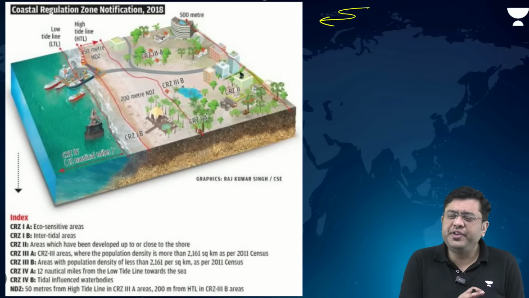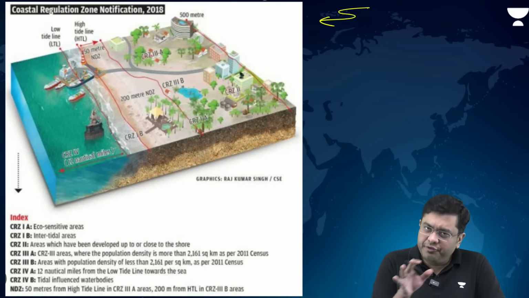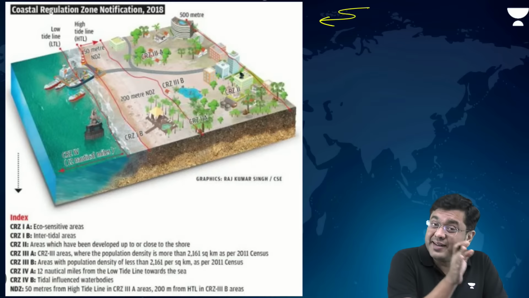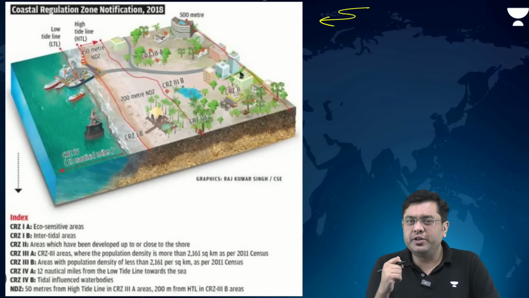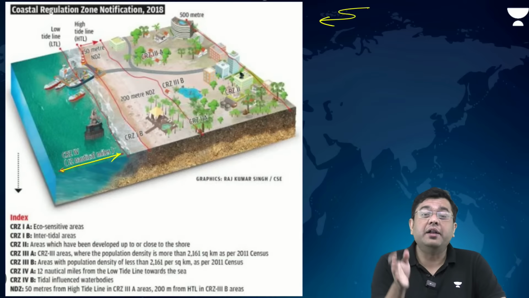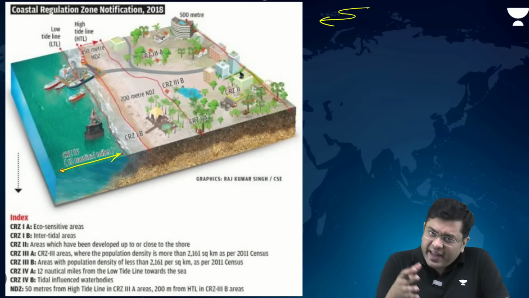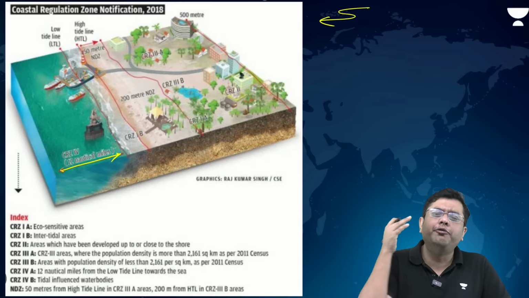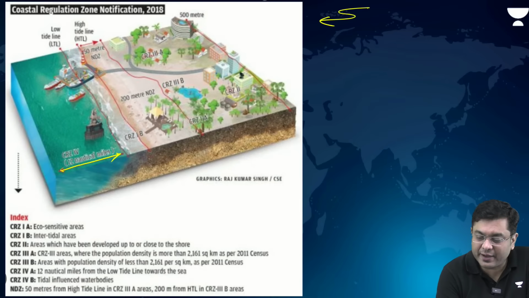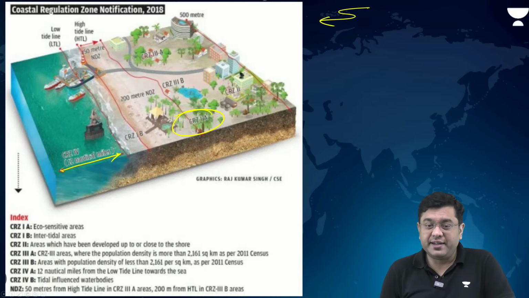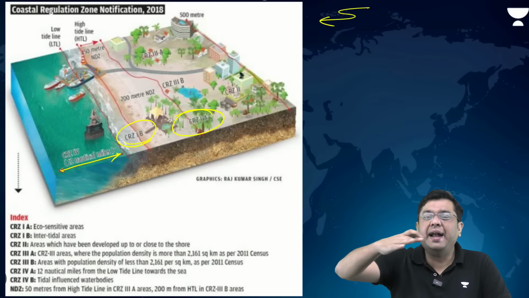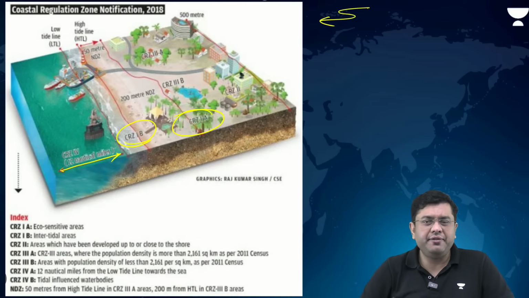Now, here you will see that the coastal zone is divided into various different subgroupings. You have CRZ1, CRZ1A, CRZ2, CRZ3A, 3B, depending upon the population that you have, and CRZ4, which is in the water body and also in the rivers, creeks, etc., the backwaters. So everywhere there's a kind of regulation in terms of what can be constructed and what cannot be constructed. For example, if you take a look at CRZ1A, this is an ecologically sensitive area. If you take a look at CRZ1B, the intertidal zone, the region between the high tide and the low tide, no construction is allowed, ecologically very sensitive area.